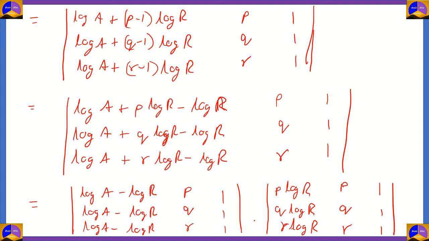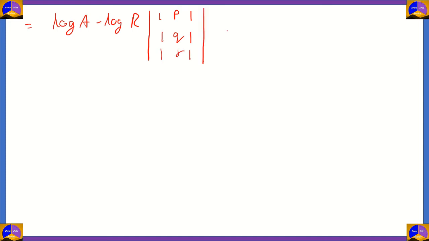Because now what we can do is take common terms out. When we take common terms out from the first determinant, you have log A minus log R common across the first determinant. So you have 1, P, 1, 1, Q, 1, 1, R, 1. And then in the second case, you will have log R as common across C1. It will be P, P, 1, Q, Q, 1, R, R, 1.